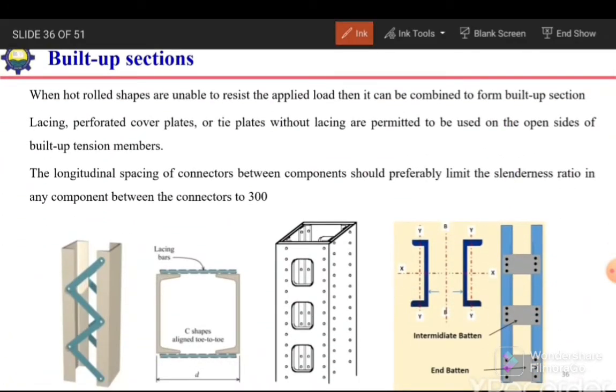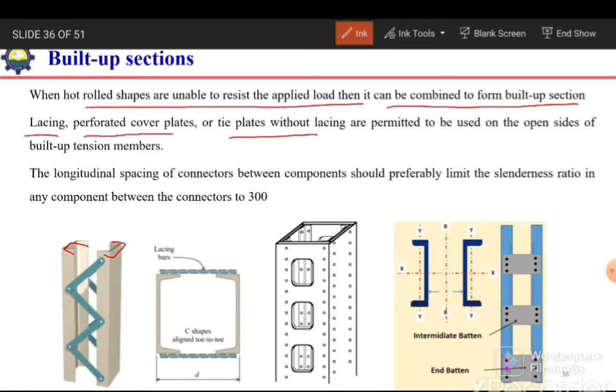Okay, next is built-up section. When the hot rolled shapes are unable to resist the applied load, they can be combined to form a built-up section. For example, if a single channel section is unable to resist the applied load, then we can combine two channel sections to form a built-up section. In case of built-up section, we can use lacing, perforated cover plates or tie plates to connect these two parts. So this is the lacing. We can use this lacing to connect these two shapes to form a built-up section, or we can use this perforated plate.